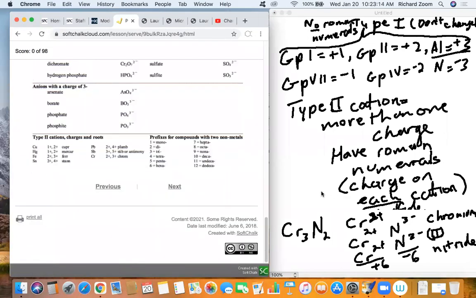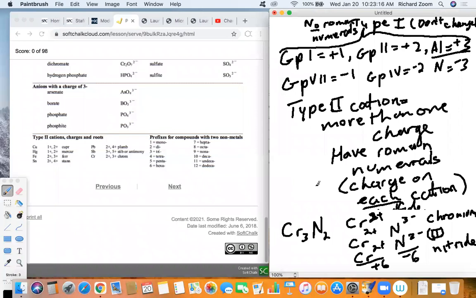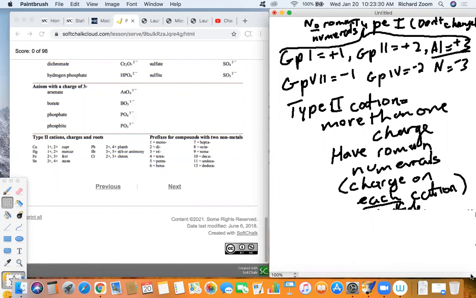All right, let's look at some examples that have polyatomic ions. And that brings me to an important point that I'm going to go through here. So I'm going to do two examples with the polyatomic ions. We'll do Na2CO3 and we'll do Cu.